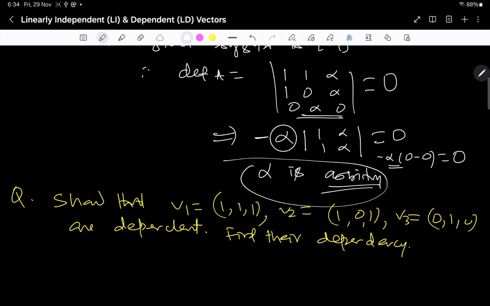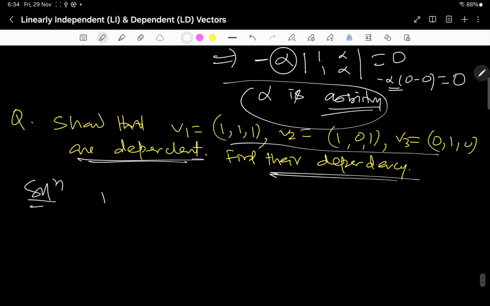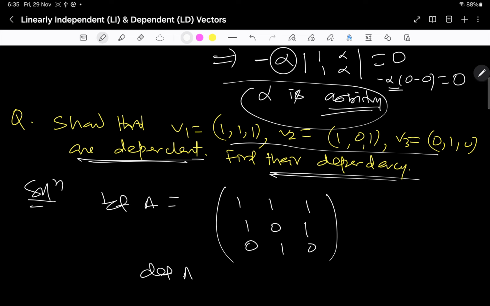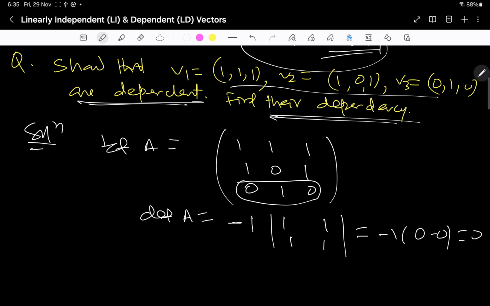Okay, now come to one more question. It is asked to show that these three vectors are dependent and find their dependency. Solution: let A be 1 1 1, 1 0 1, 0 1 0. What about the determinant of A? I am expanding by the last row, so minus 1 into the minor with this row and column omitted, which is 1 1 1 1. So this is 0, minus 1 into 0 minus 0 is 0, right?